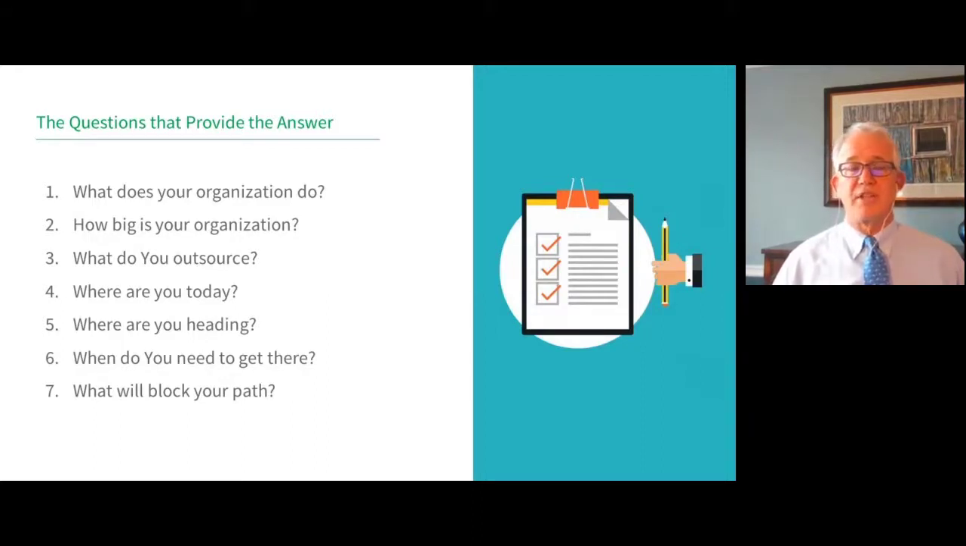What does your organization do? Meaning, are you a pharma company, a biotech, a medtech company? How big is your organization? What do you outsource today? How do you use CROs? How are you connected to sites? And where are you today in the organization? Are you a young startup, or where are you heading? What's coming up next? More trials, acquisitions?